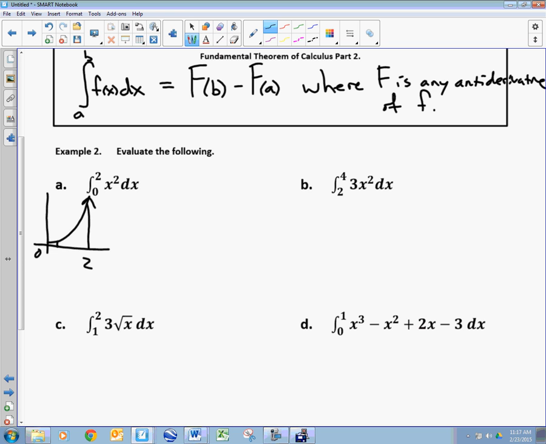So 0 to 2, that's what the graph of x squared looks like. We want to know that exact area. I told you the other day I could look at it and see it was 8/3. Well, here's why. What's the antiderivative of x squared?